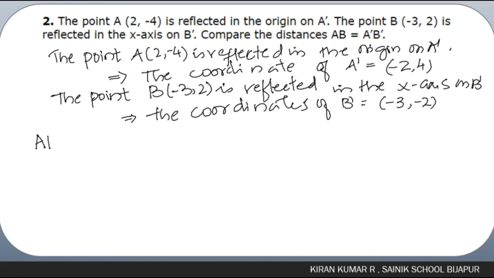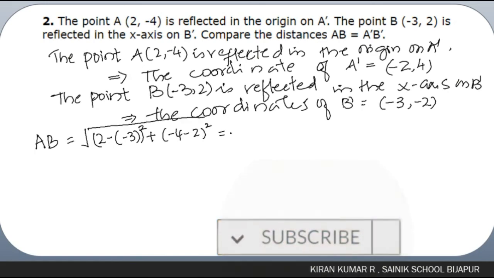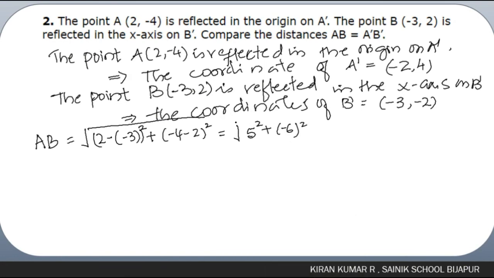Let me find out the distance AB. AB will be root of (2 minus -3) whole square plus (-4 minus 2) whole square. Let's find. It will be 5 square plus -6 square. This will be equal to root of 25 plus 36, which is equal to root 61 units. Since it is a distance, I'll mention units.